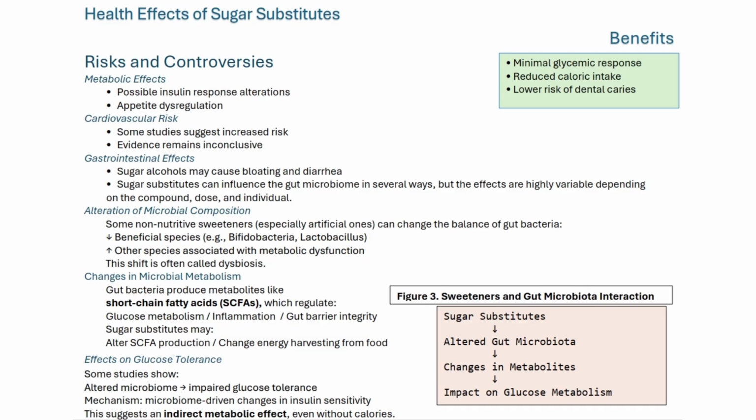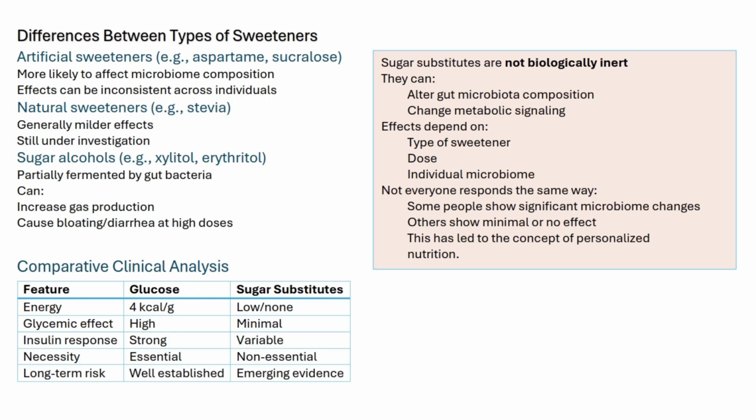for health and metabolism. The text outlines the differences between various types of sweeteners, highlighting their distinct effects on health and metabolism. Artificial sweeteners, such as aspartame and sucralose, are noted for their potential to alter microbiome composition, with effects that can vary significantly among individuals.